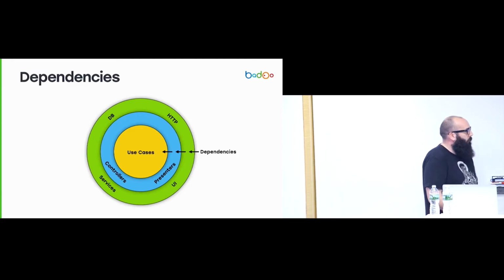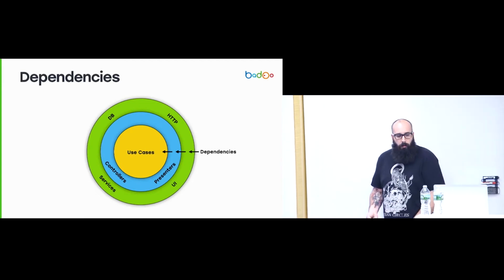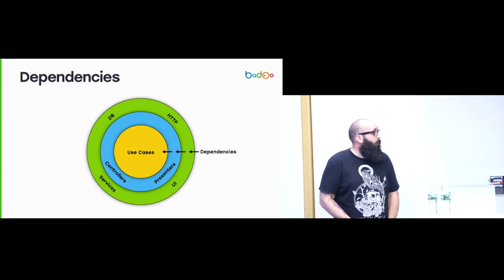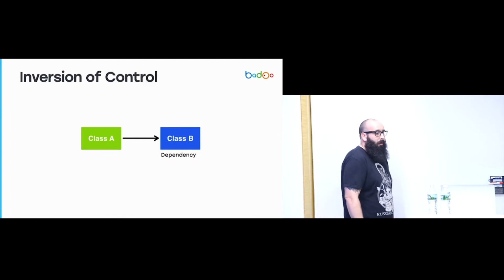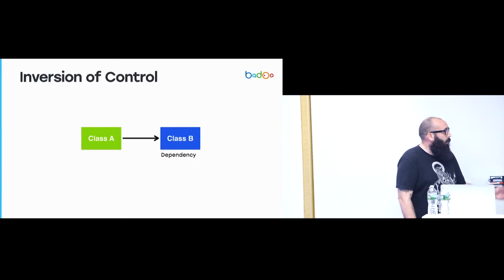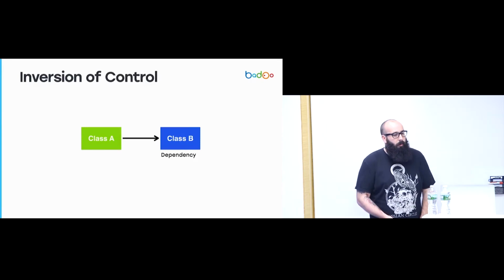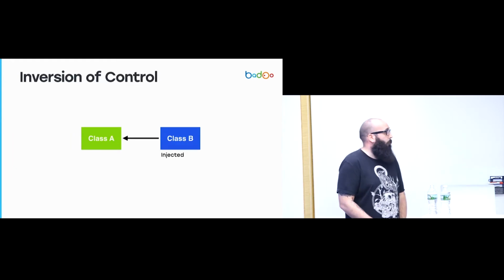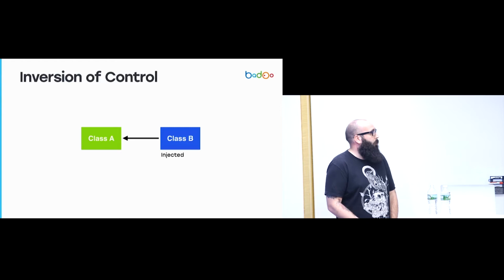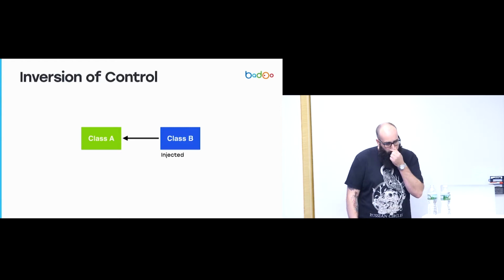However, if the use case can't depend on the outer layers, how can the use case actually send a message? This is done by something called Inversion of Control, which I'm sure many of you have heard of. If you haven't, classically, you'd have something like this, where class A depends on class B. Inversion of control reverses this. So class A would define an interface, class B would be an implementation of that interface, and it would be injected into class A.